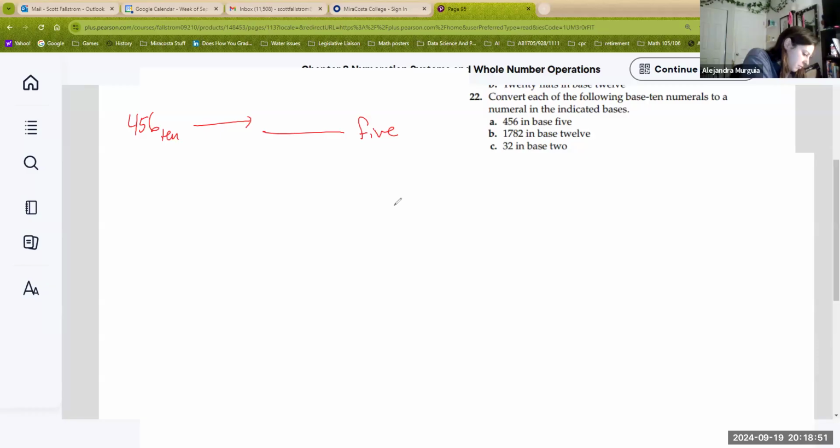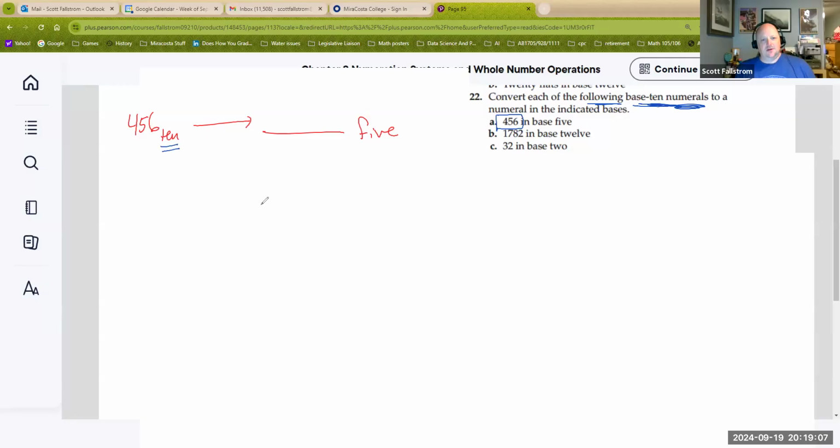Okay, so the first one would be, and I'm turning it into tenths, or what am I doing? So convert each of the following base 10 numerals. The numeral is in base 10, and you're going to convert it into base 5. Oh, okay, from 10 into base 5. Yep.